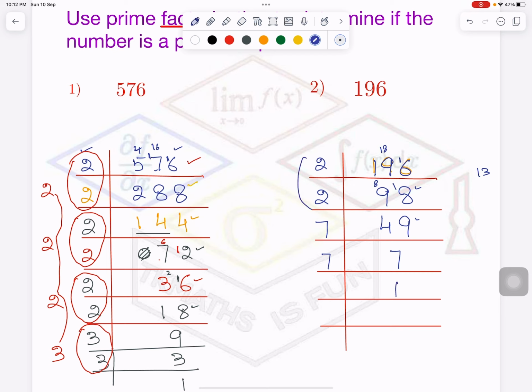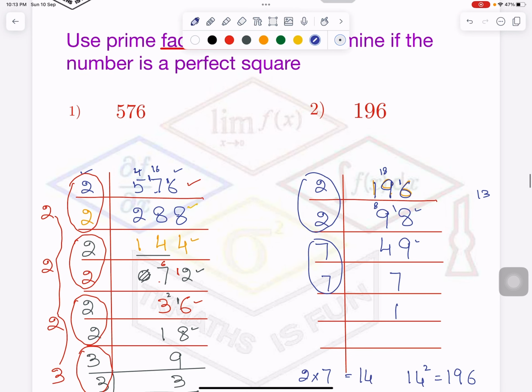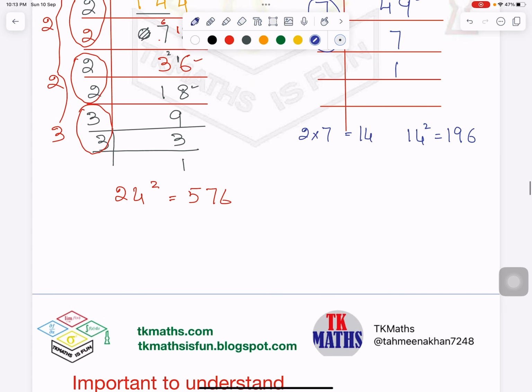So now I have a pair again. So it is also a perfect square. So from the pair I have 2 and 7. So it means 14 squared will give me 196. So again I have a perfect square here. So they both are perfect squares. So this is how you decide whether a number is a perfect square or not.